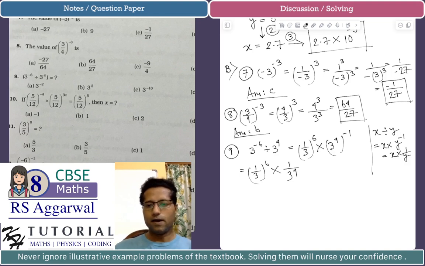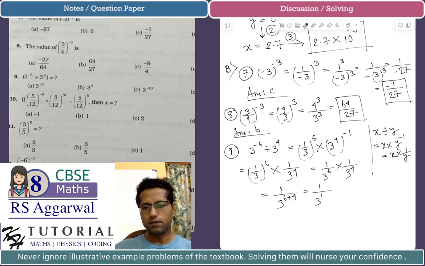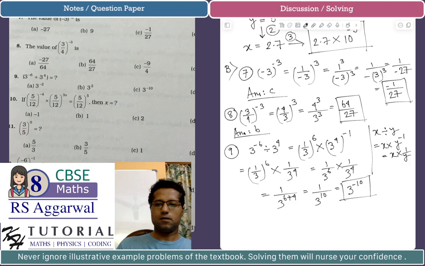So now this is equal to 1 by 3 to the power 6 multiplied by 1 by 3 to the power 4. This is equal to 1 by 3 to the power 6 plus 4. This is equal to 1 by 3 to the power 10. This is equal to 3 to the power minus 10. Okay, so the answer is choice C.